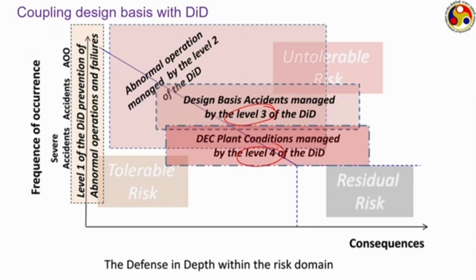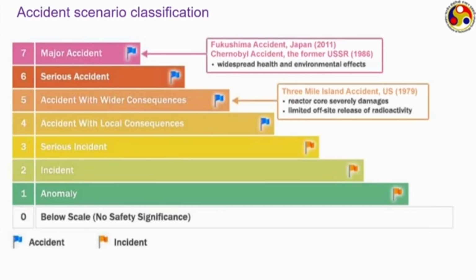Of course, as the level of this accident goes on, as we move from AOO to the DBA to DEC, the amount of consequences keeps on increasing, and in certain situations it becomes intolerable. And just like I mentioned, these different kinds of scenarios in a nuclear power plant can also be put in this classification of accident scenarios.